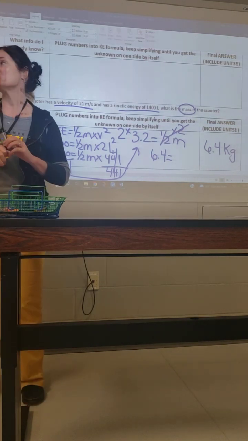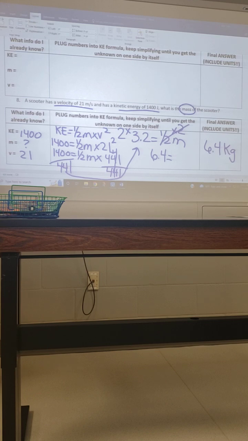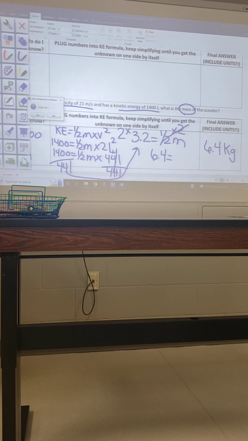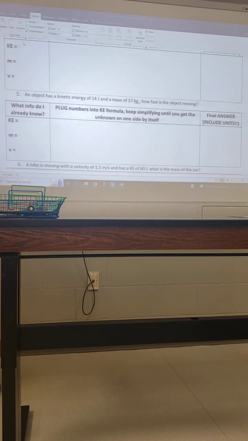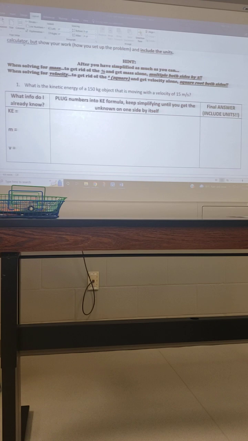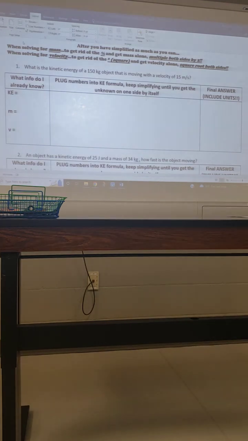Alright, any questions on that? Alright, so here's what we need to do. It is time for you to try these on your own. You have 2 examples of mass, 2 examples of solving for velocity. You have 1 example, I think, of solving for kinetic energy. You have 1 of each type on the front page. That is your job for the next 15 minutes. Okay, when you get the front side done, you need to bring it up to me so that I can take a look.